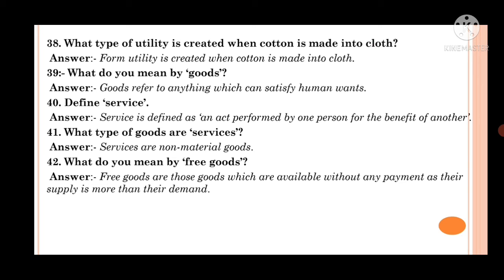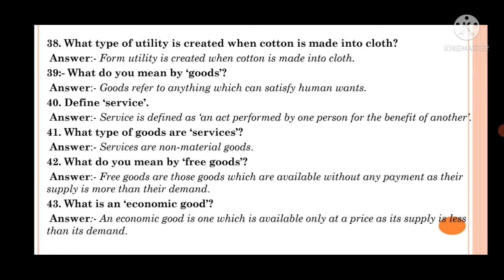Then go to question number 43. What is an economic good? Answer is, an economic good is one which is available only at a price as its supply is less than its demand. Just mark the difference between free goods and economic goods. Economic good is one which is available only at a price. Why do we have to pay a price? Because its supply is less than its demand, right?